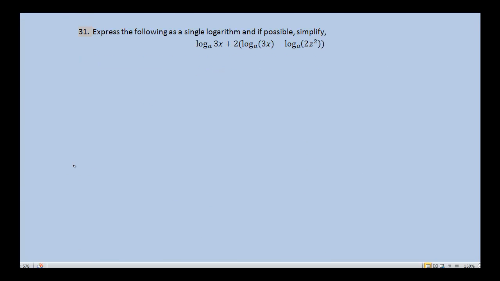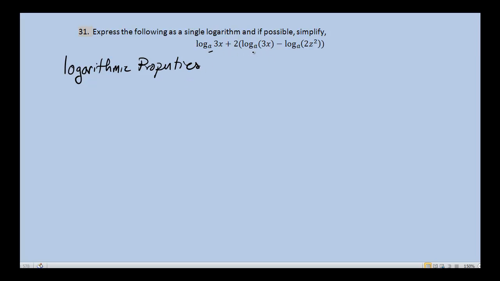So let's go ahead and look at number 31. We want to express as a single logarithm and, if possible, simplify. So we're going to express this as a single logarithm. In the last two videos we went over log properties, so I'm not going to focus on those. But again, if you are not familiar with this, look up some of your logarithmic properties.